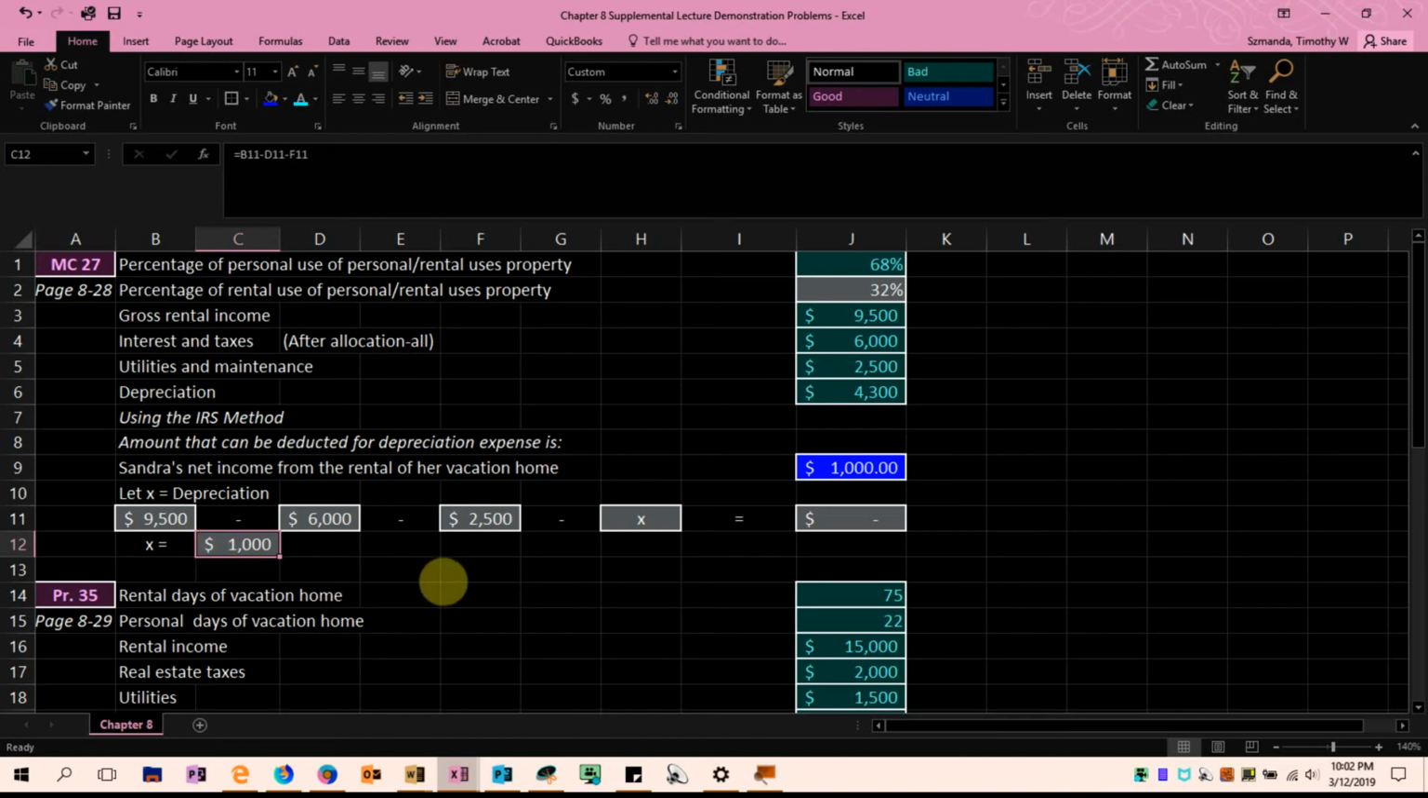And so, really a straightforward calculation. I just took the 9,500, and in a sense, I just kept deducting the expenses until I reached zero. Or another way to look at this is I took the 9,500 minus the 6,000 minus the 2,500, and I know that that's going to equal the amount I can expend for depreciation in order to get to zero.